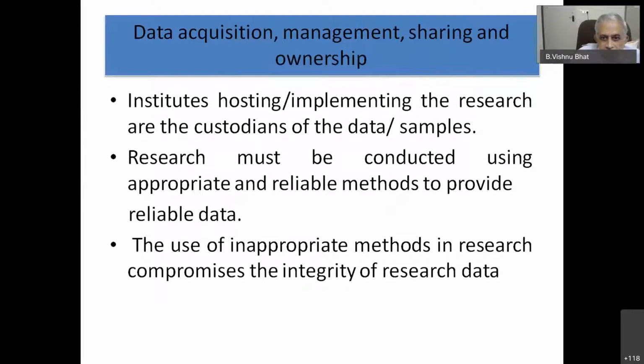So institutes hosting and implementing the research are the custodians of the data and samples which they have collected. Both are responsible for it. Research must be conducted using an appropriate and reliable method, because if your method is wrong, if you have not used a proper technique, whatever you have done is a waste.